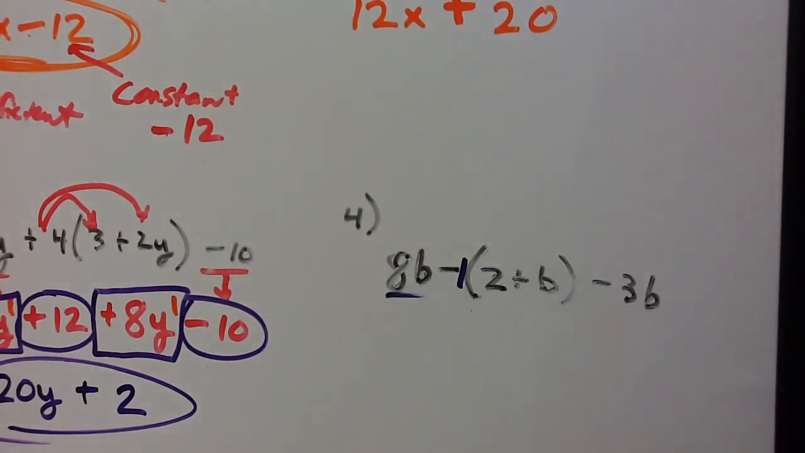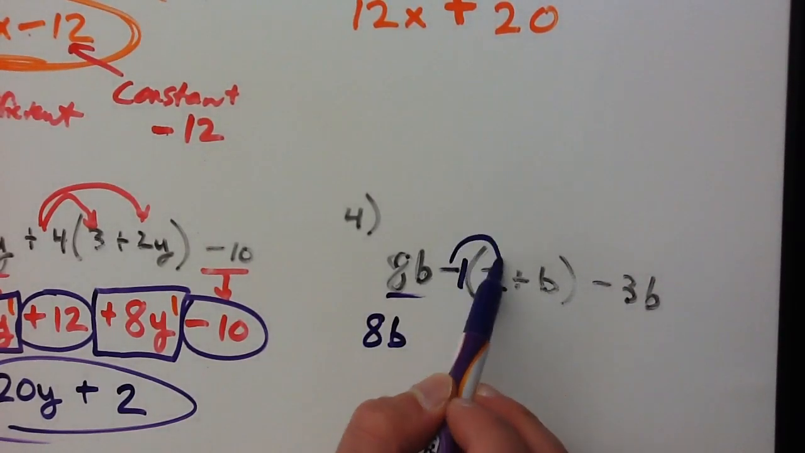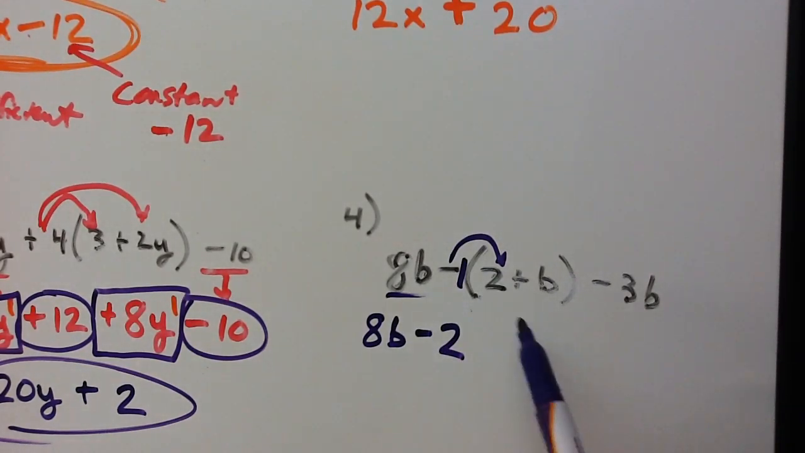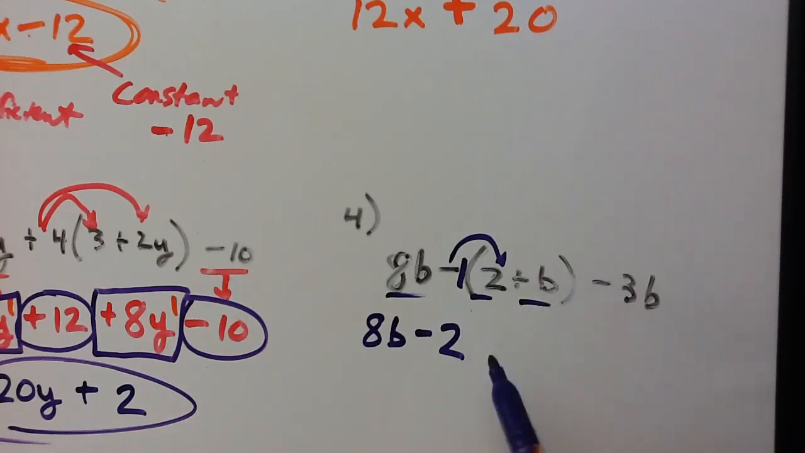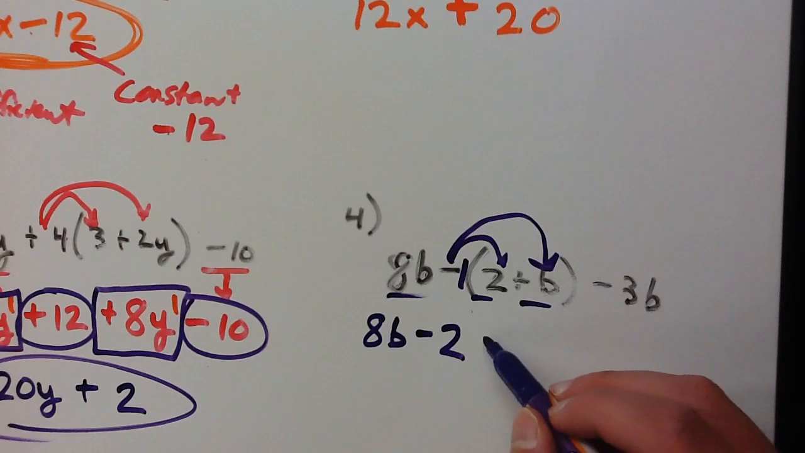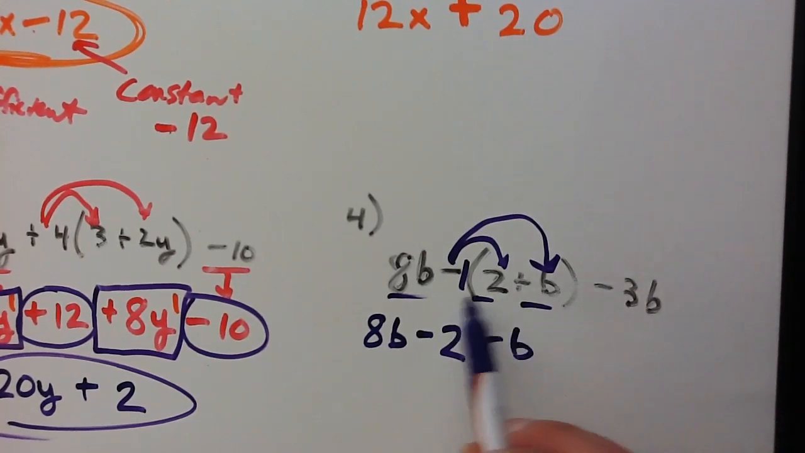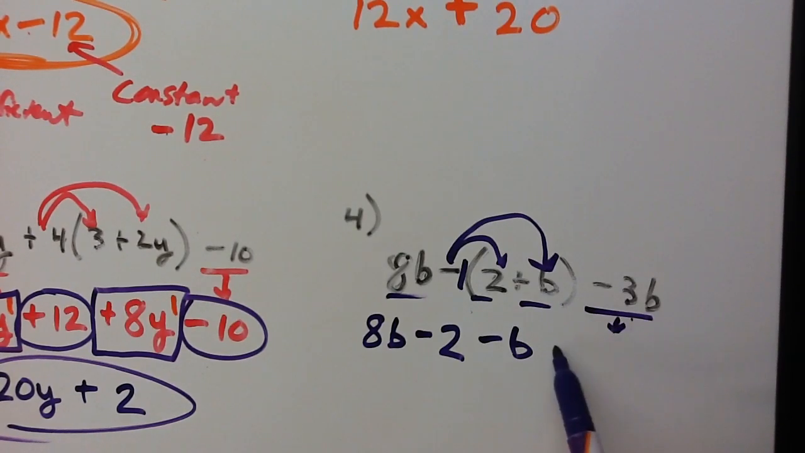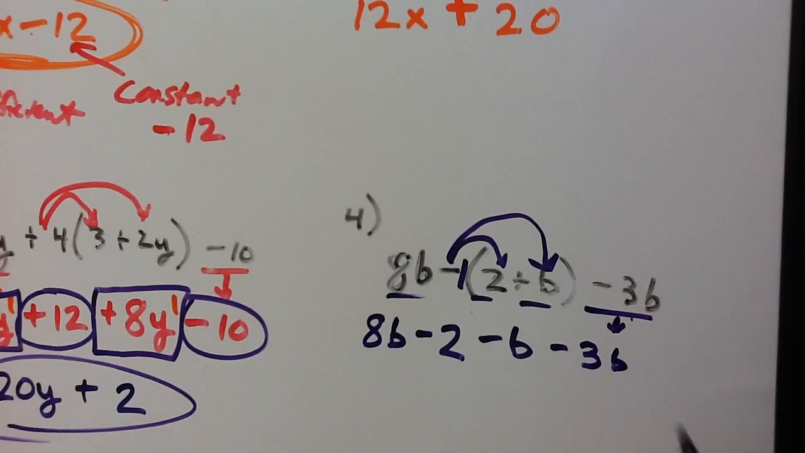And so what do I do with this 8b term? I bring it down. So 8b. Then I have negative 1 times this term. So what's negative 1 times 2? That is negative 2. So I'm going to put a minus 2. I not only distribute to this term, but also to this term. So what's negative 1 times b? That is negative b. Do I distribute to this negative 3b term? No, I don't, right? It's outside the parentheses. So I'm just going to bring it down, minus 3b, okay?